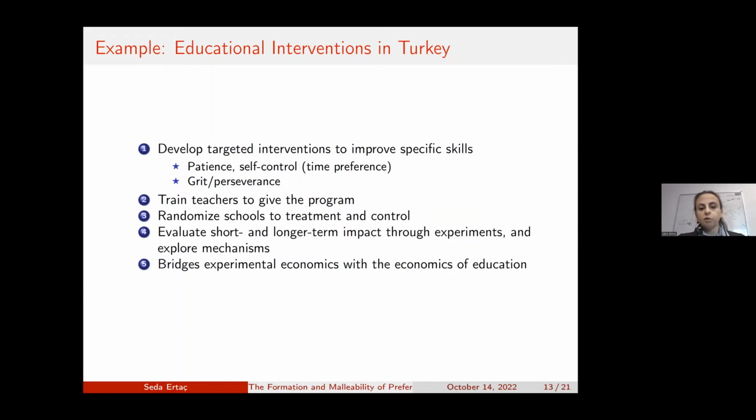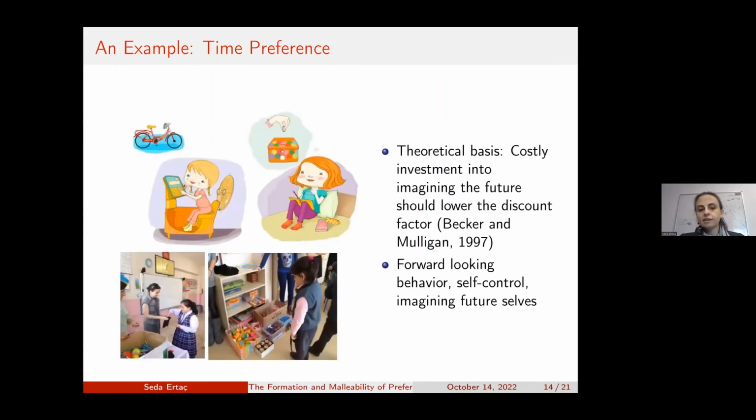So I'll very quickly talk about one of the interventions that we did in Turkey. In one program, we wanted to target time preferences. The theoretical basis is that if you make costly investments in imagining your future selves, you should be more patient. So we designed a program that tries to induce children to be forward-looking, imagining future selves, giving them experiences imagining what will happen in the future, building a time machine, and things like that.